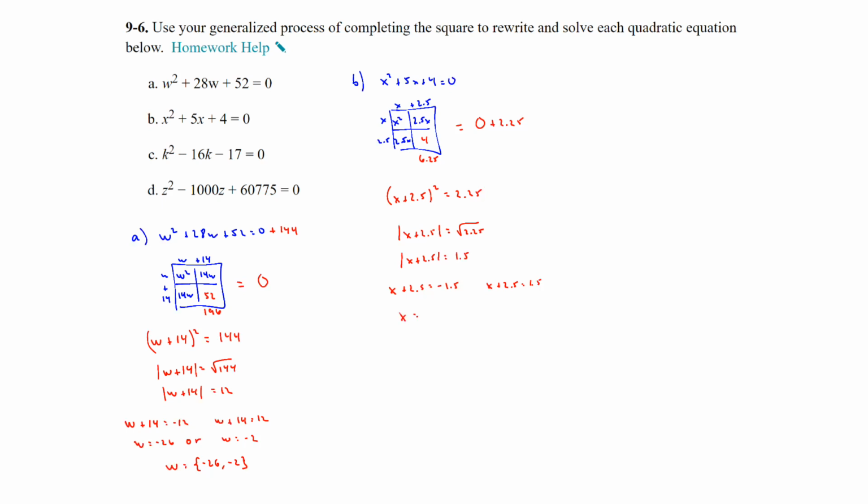And so we get x equals, subtract 2.5, so x equals negative 4. And then subtract 2.5 to the other side and get x equals negative 1. So x equals negative 4 or x equals negative 1, or once again we can write it as a set.